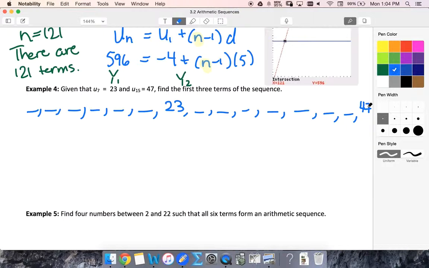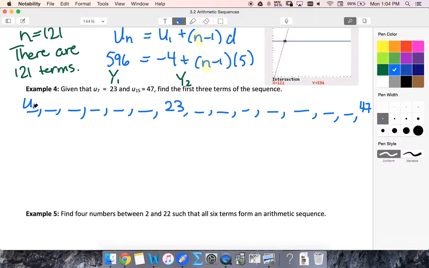I should have told you that this is an arithmetic sequence, because it's really important that we know that. But since this is our arithmetic sequence notes, it's an arithmetic sequence.